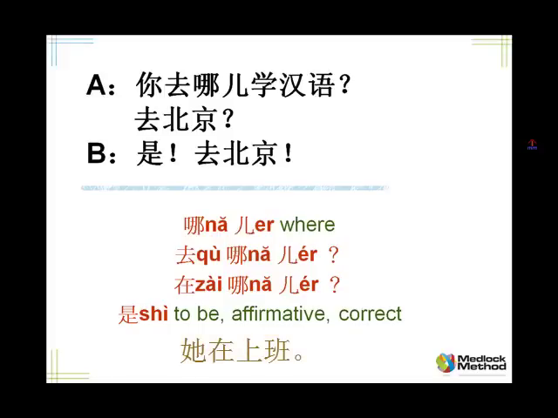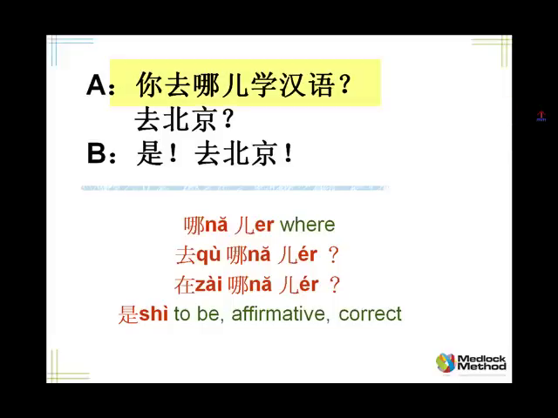Tell me, she's at work. 她在上班。Ask me, where are they? 他们在哪儿? Tell me, they're in Beijing. 他们在北京。Ask me, where are you going? Use the plural you. 你们去哪儿? Tell me you're going to Shanghai. 我们去上海。Tell me you're going to Shanghai to learn Chinese. 我们去上海学汉语。Okay, good.